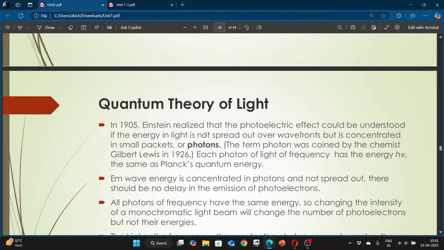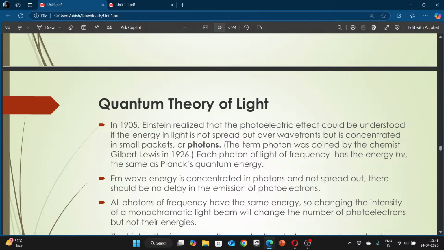Normally light is described in wavefronts, but for the photoelectric effect, they are suggesting that it's not a wavefront or a wave. It's more like packets of light, which are photons, more like particles of light. The term photon was coined by chemist Gilbert Lewis in 1926. So basically they could be called small packets. Small packets is what Einstein would have used. Photons is what Gilbert would have used, because later they named it photon.